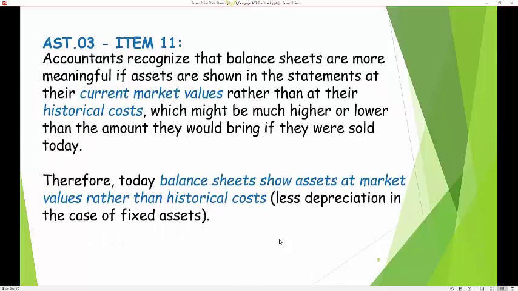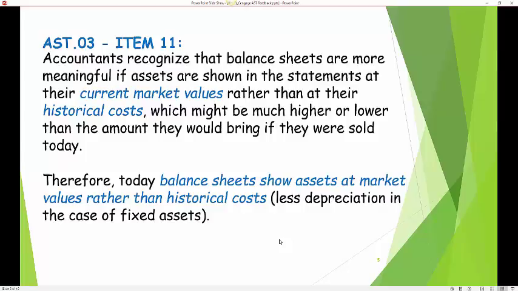Item 11. Accountants recognize that balance sheets are more meaningful if assets are shown in the statements at their current market values rather than their historical costs, which might be higher or lower than the amount they would bring if they were sold today. Therefore, today, balance sheets show assets at market values rather than historical costs. This is a repeat of an earlier one, and it's worth repeating here again. Balance sheets do show both.